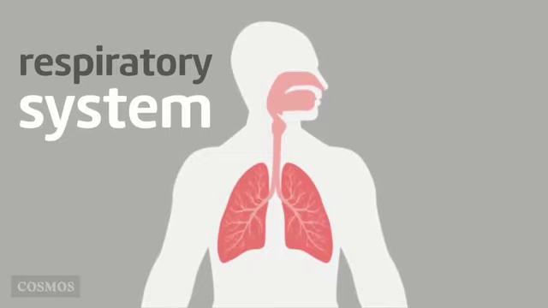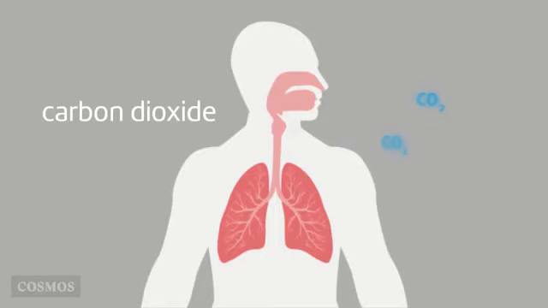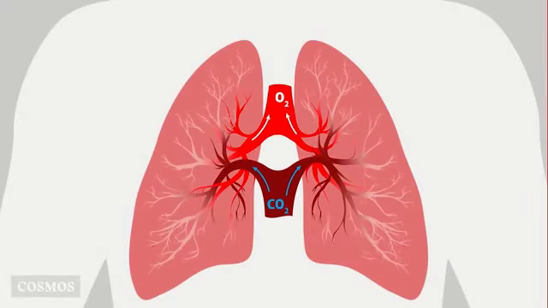The main function of the respiratory system is to provide the oxygen from out of the air and remove the carbon dioxide into the air. This takes place in the lungs, with the gases carried to and from the cells by the bloodstream.